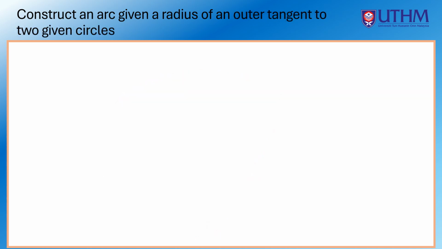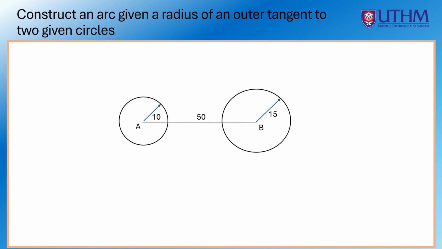For the last method, we will construct an arc given a radius of an outer tangent to two given circles. First, you need to draw two circles with a radius of 10 mm and 15 mm. The distance between these two circles is 50 mm. There is a radius of 15 mm, and then another one is 10 mm. Given that the arc radius tangent to both circles is 45 mm.